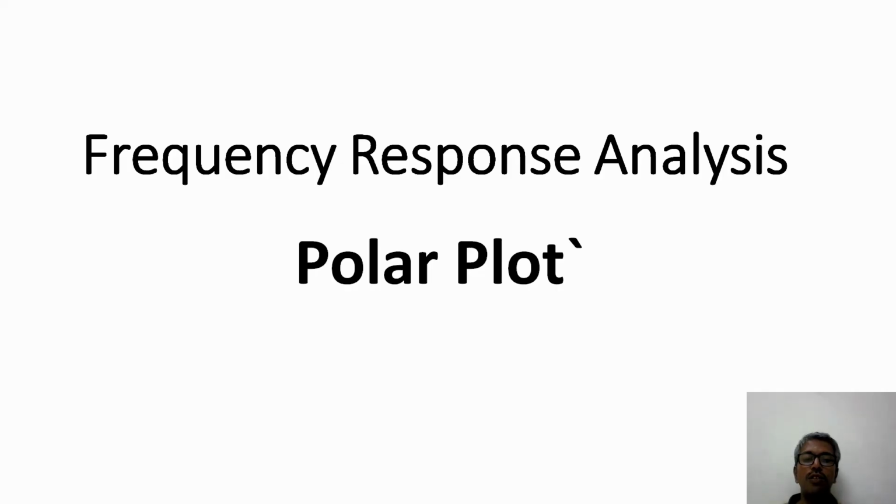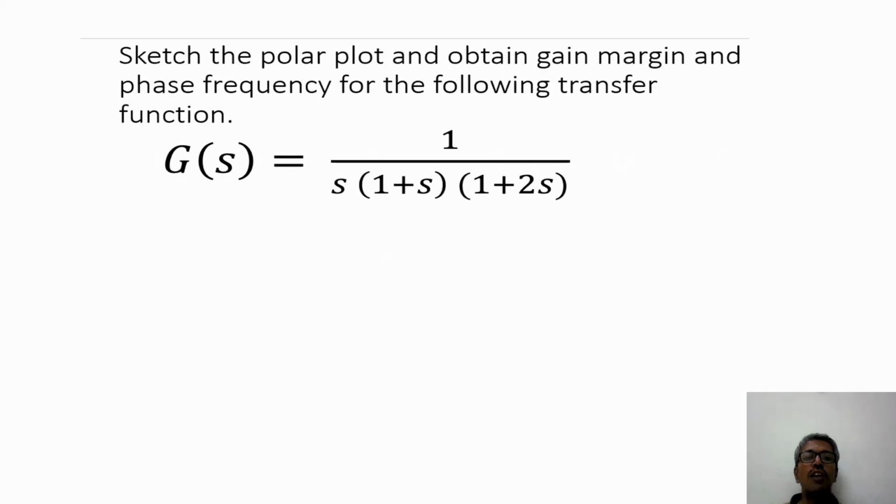In this video, we discuss how to sketch the polar plot, which is used to find the frequency response of a system. Now we have to sketch the polar plot for a given open loop transfer function G(s) equal to 1 divided by s into (1 plus s) into (1 plus 2s).